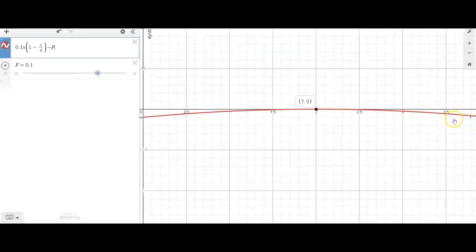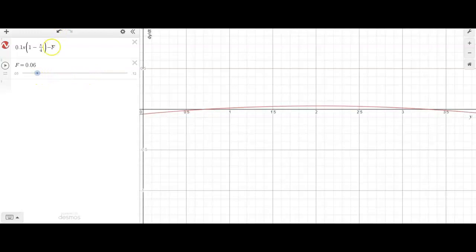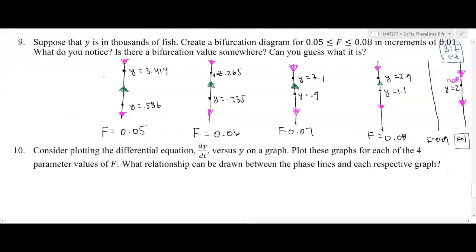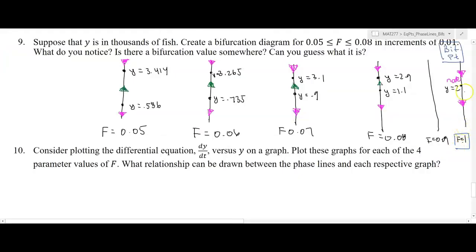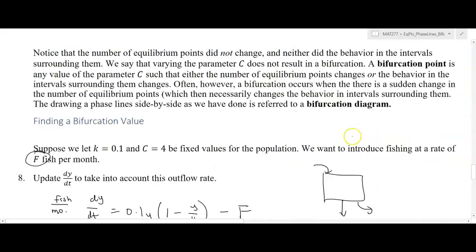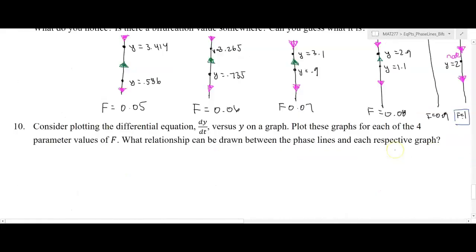If f becomes bigger than that, look what happens. And we can kind of see what this parameter is physically doing to the graph. It's really just shifting the whole parabola down. And if I make it any bigger than 0.1, oh, I'm sorry, this should be 0.1, not 1. It should be a 0.1 right there. Then the population will go into extinction. Notice that I have no equilibrium points anymore. So f equals 0.1 was that one point where we went from having two equilibrium points to having one equilibrium point. And by our definition of bifurcation, we have satisfied it.